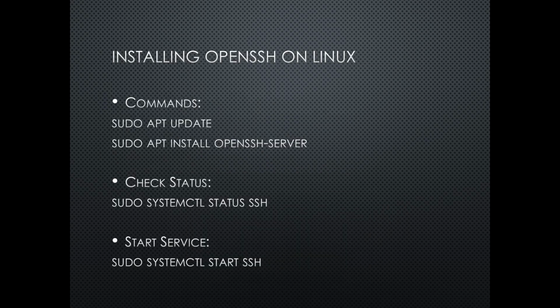So, to install OpenSSH on Linux, since it's mainly used there rather than on Windows, the OpenSSH server package must be installed. On Debian-based systems such as Ubuntu, the installation can be done using the apt package manager. After installation, the SSH service can be checked or started using systemctl commands. Once running, the system will begin listening for incoming SSH connections on port 22.